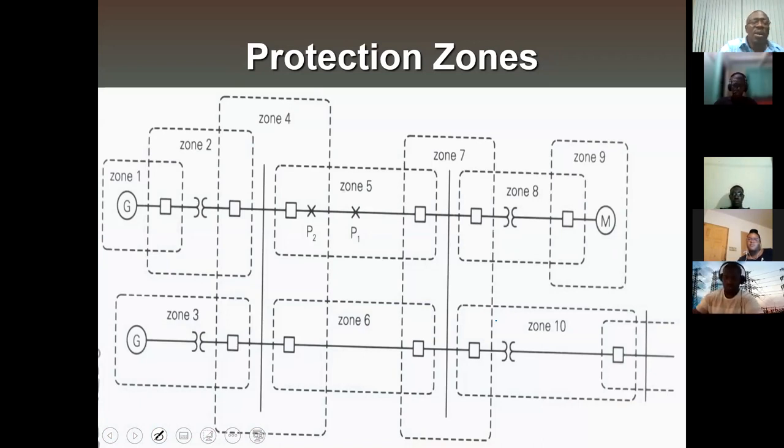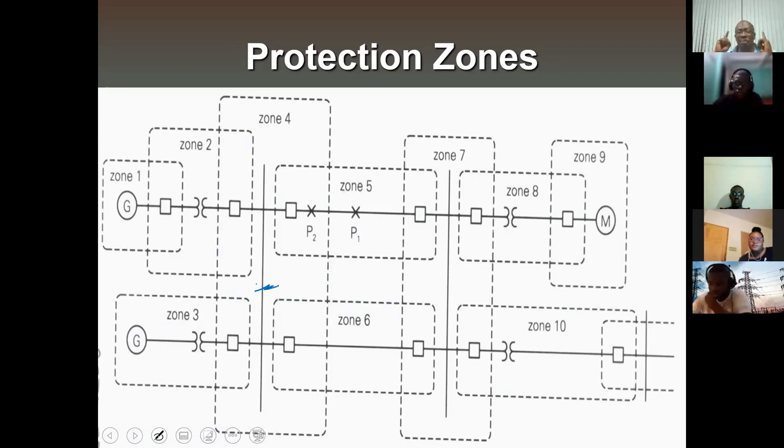You have zone two, which is looking at maybe a part of the bus as well as the transformer, but it overlaps. All right, zone four, which really is protecting this bus bar. All right, that zone four also overlaps with zone five and zone two, zone three and zone six.